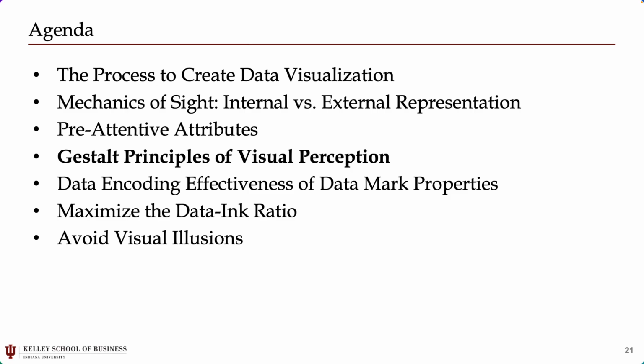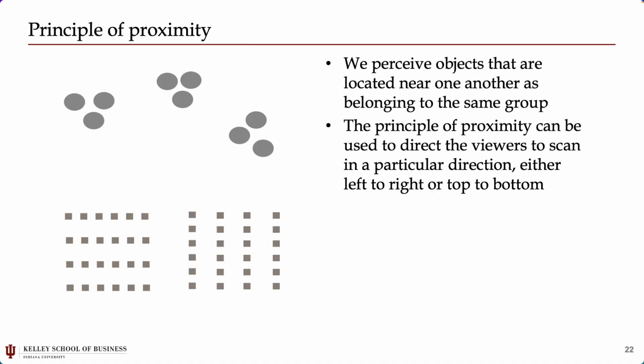Gestalt is the name of the school of German psychologists in the 1920s. Their research findings on human perception have a profound impact on visualization. So let's take a look at the principles they discovered. First is the principle of proximity. We perceive objects closer to each other as belonging to the same group.